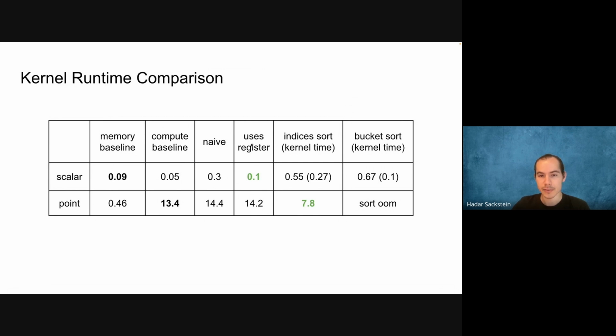And then we made use of registers instead of reading and writing from global. And we got close to the memory baseline with the scalars. And this was the best solution for the scalars. And for the points, we were close to the computation bound, but we had thread divergence. And we solved that using sorting. And then we got a time of 7.8 for the sorting plus the kernel. And actually, the sorting is around 0.3.